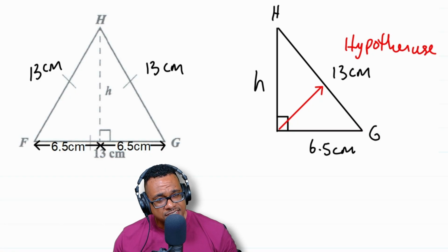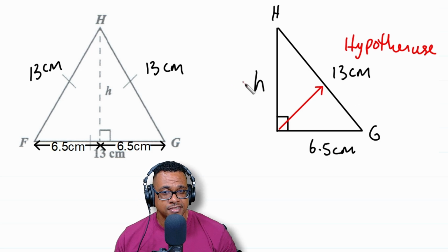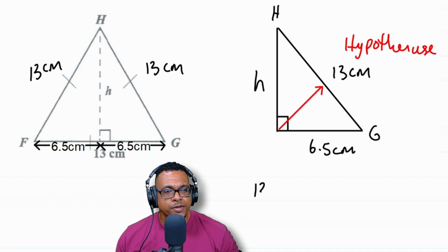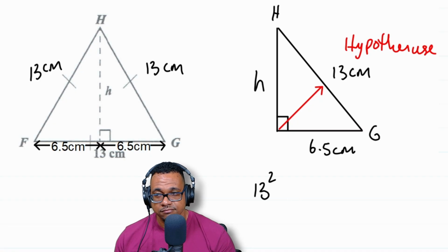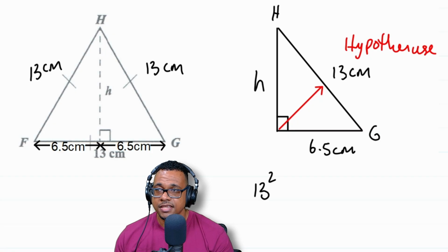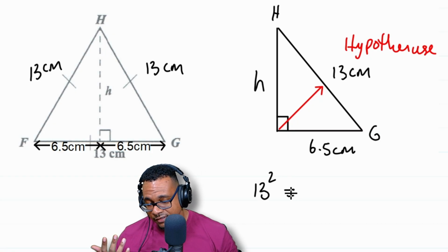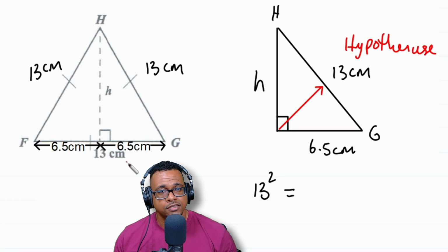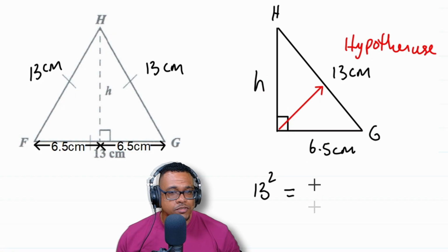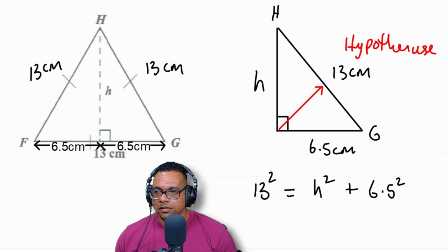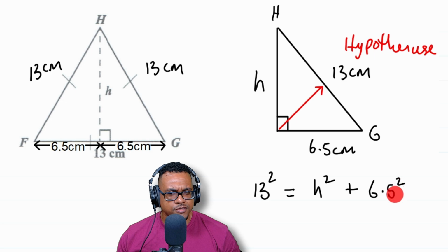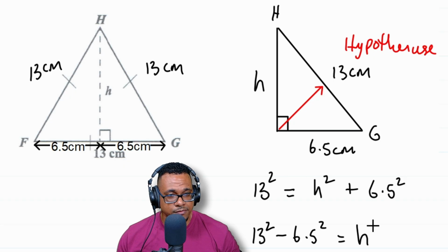Now Pythagoras' theorem states that the square on the hypotenuse is equal to the sum of the squares on the other two sides, which would mean 13 squared, because that's the square on the hypotenuse first, is equal to the sum, which means to add, of the squares on the other two sides. And the other two sides are h and 6.5. So we're going to square the h and add it to the square of 6.5. So now what I could do is transfer this positive 6.5 squared across the equal sign, and it will change from positive to negative. So we have 13 squared, take away 6.5 squared is equal to h squared.